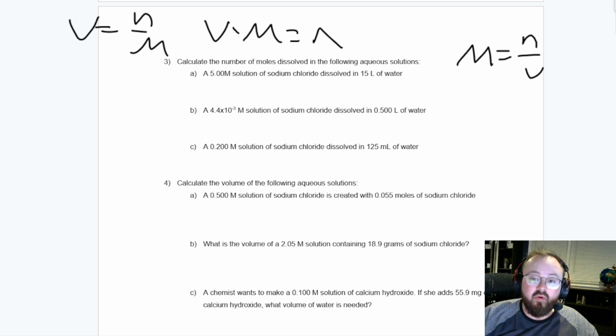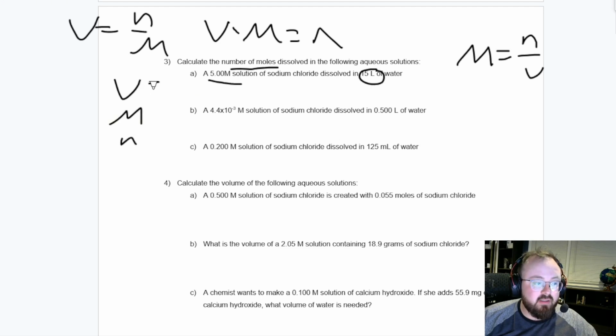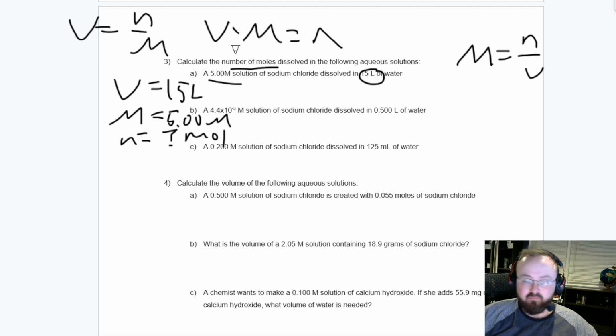Let's look at what questions 3 and 4 are asking us for. 3. Calculate the number of moles dissolved in the following aqueous solutions. I have a 5.00 capital M, or moles per liter, solution of sodium chloride dissolved in 15 liters of water. If we look at all my variables, V, M, and n: 15 liters, that's my volume. My concentration is 5 molar. My n, I don't know what it is. Look at what I'm trying to solve. Luckily for us, we've already solved for the formula right here at the top. V times M equals n.